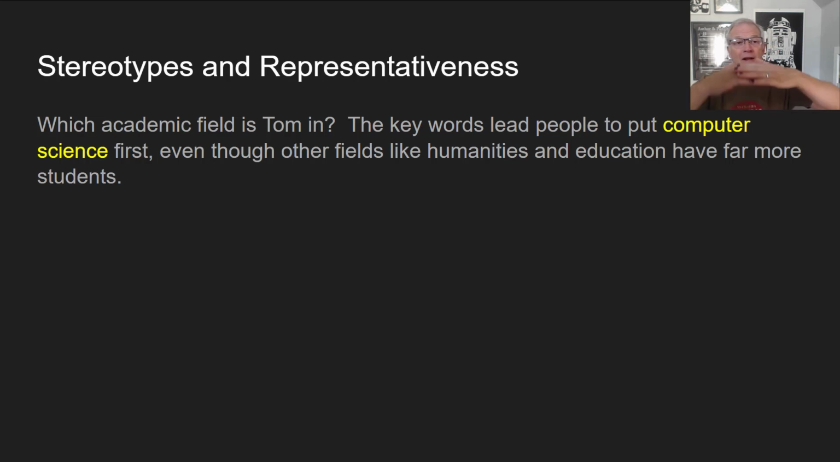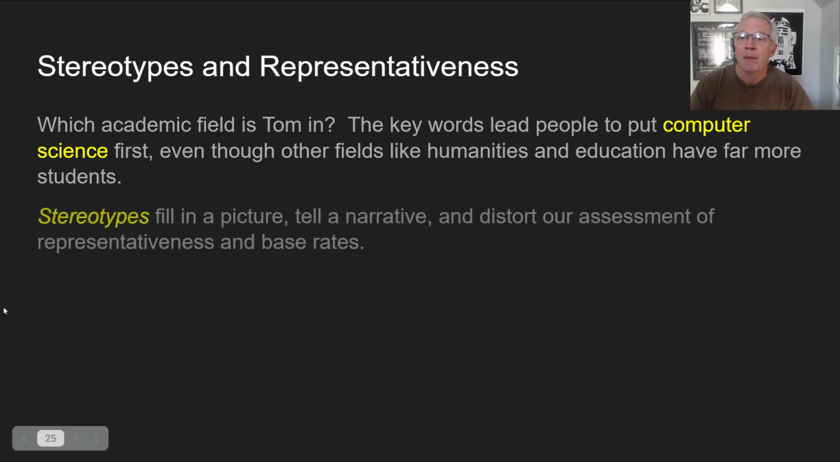And so what happened was they had a long list, and I won't reproduce all of it for you, but they had a long list of all these different fields. And some of the fields were things like a big category, a conjoined category of humanities and education. The base rates of computer scientists compared to some of these other larger fields is very low, but the description made people put Tom W. into the computer science category.